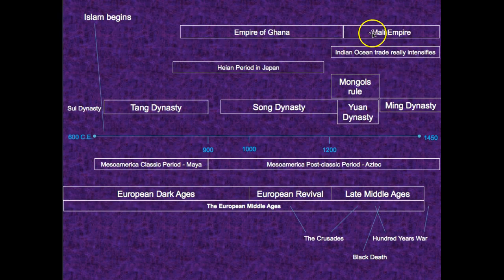And then up here you have the Mali Empire, the Empire of Ghana, and then the Indian Ocean intensifying in terms of trade right here. The Mongols exist well beyond this time period. However, the Mongols ruling, especially in China with the Yuan dynasty, this is the time that we're really looking at, from 1200 to about 1300, 1310. So that takes care of the post-classical period.